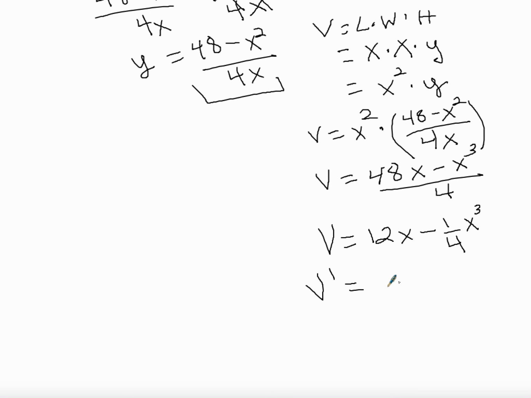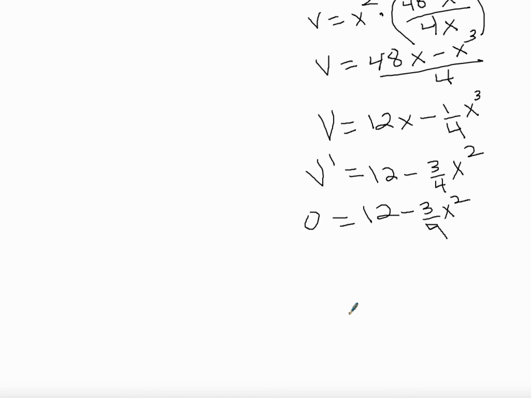The derivative of 12x is 12. The derivative of negative 1/4 x cubed is negative 3/4 x squared. And I can set that equal to 0 and solve it. I'm going to add 3/4 x squared to the other side. And I will multiply by 4/3 to get my x squared alone.